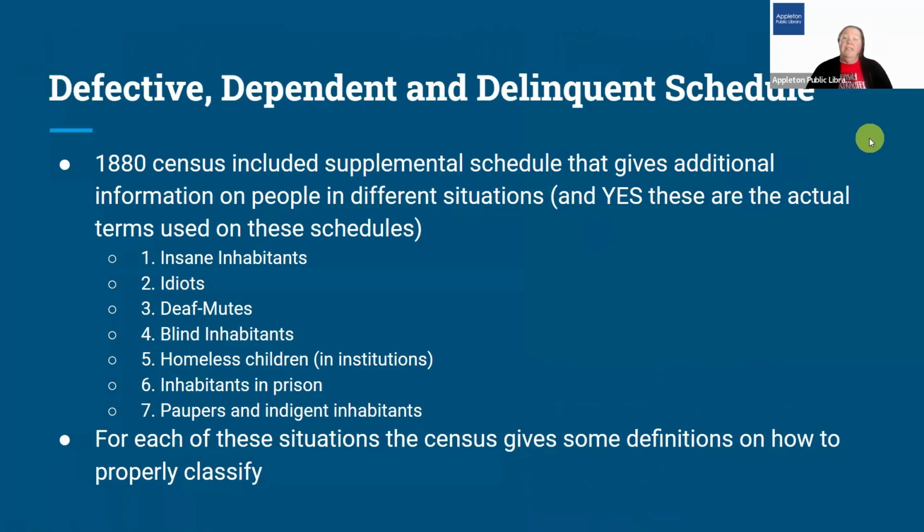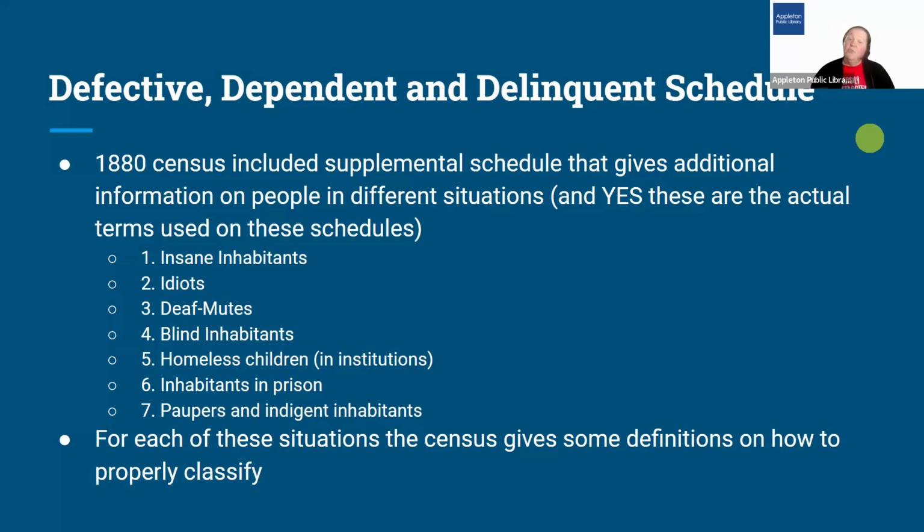Next up is the DDD schedule. So they call it DDD a lot, but it's the defective, dependent, and delinquent schedule. This was only done in 1880. It was a supplemental schedule that gives additional information on people in these different situations. And yes, unfortunately, these are the actual terms they used in the schedules, like idiots or blind inhabitants or homeless children. So they use these terms to define people.